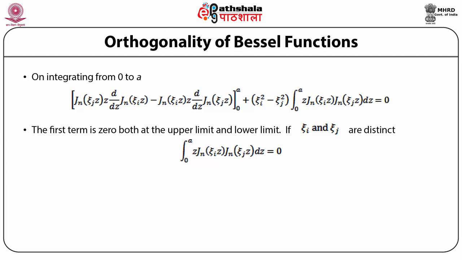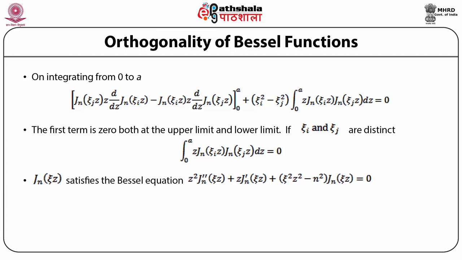If ξi and ξj are distinct, we have the integral over z going from 0 to a of z Jn(ξi z) Jn(ξj z) is equal to 0. Thus, Jn(ξz) satisfies the Bessel's equation given by z² Jn''(ξz) plus z Jn'(ξz) plus (ξ² z² minus n²) Jn(ξz) is equal to 0.